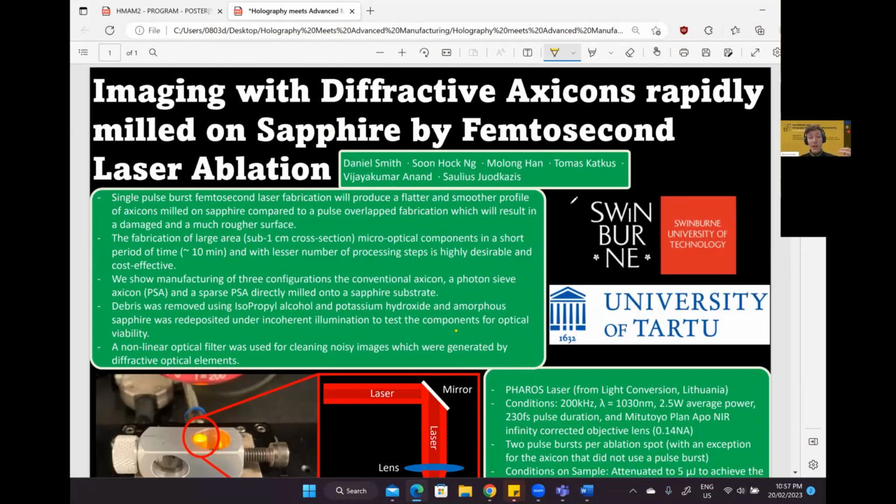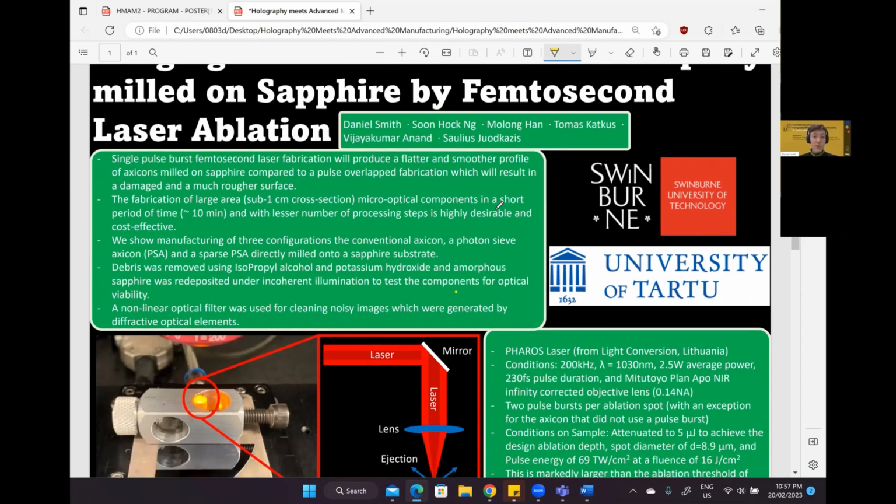Hello, everyone. My name is Daniel Smith. I am a PhD student at Swinburne University of Technology, working in collaboration with the University of Tartu. So today I'm going to take you through the poster Imaging with Diffractive Axicons Rapidly Milled on Sapphire by Femtosecond Laser Ablation. I only have 10 minutes or so, so let's get into it.